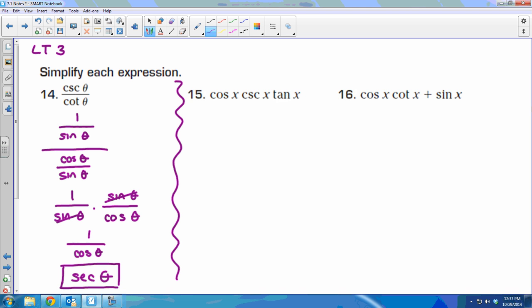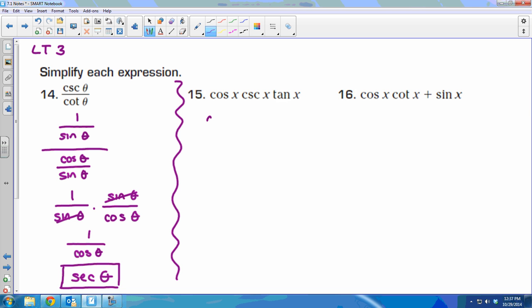All right, on 15. I have cosine x, I have cosecant x, and I have tangent x. Again, it would be nice if I could get them all into the same terms, the same trigonometric function. So if I start thinking about it, cosine I could change to secant. I don't know if I need to yet. Cosecant, I can change to have sine, right? Tangent can be sine and cosine. So I can get these all into terms of sine and cosine.